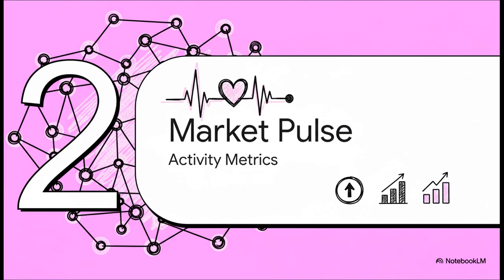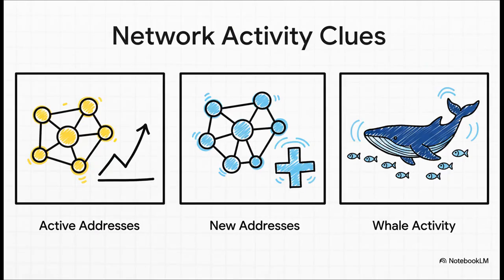Now that we've got the what and why down, let's get our hands dirty. How do we actually take the pulse of a crypto network? Think of it like a doctor checking a patient's vital signs. So first, we look at the users. Are new people joining the network? Are folks actively using it? That's your active addresses and new addresses. Then, and this is a big one, we follow the money. We track the whales, the huge investors. Their actions can literally create waves in the market, so you want to know what they're up to.